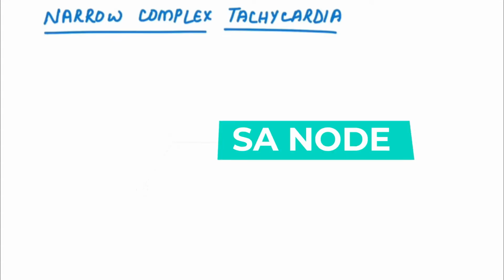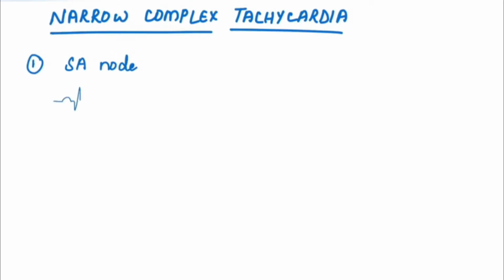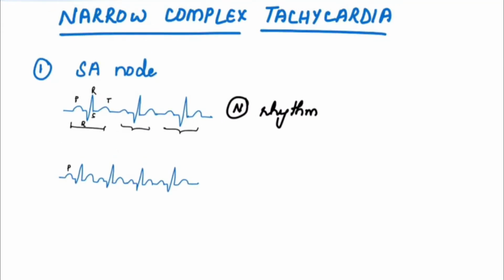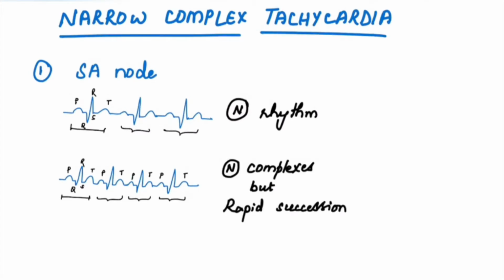Now we'll look at the SA nodal cause of narrow complex tachycardia. Normally the SA node is the pacemaker of the heart, and this is how a normal rhythm looks. Now compare it with the second picture. In the first picture there is P, QRS and T, and all the complexes are normal in morphology. In the second picture also the morphology of all the complexes is normal, but they are occurring in rapid succession. So normal complexes in rapid succession indicate sinus tachycardia.